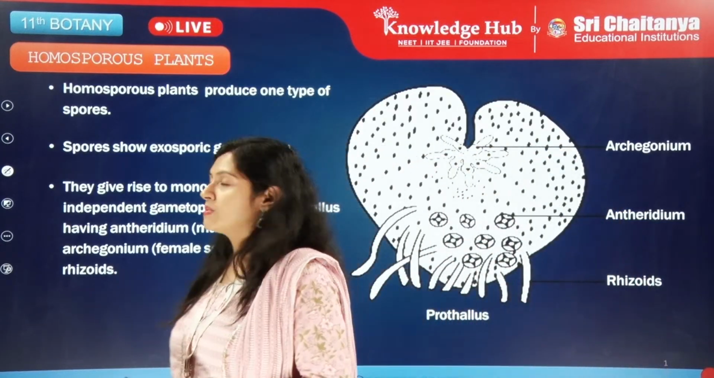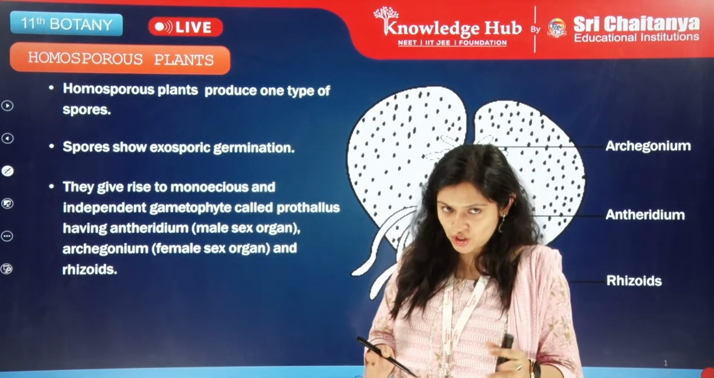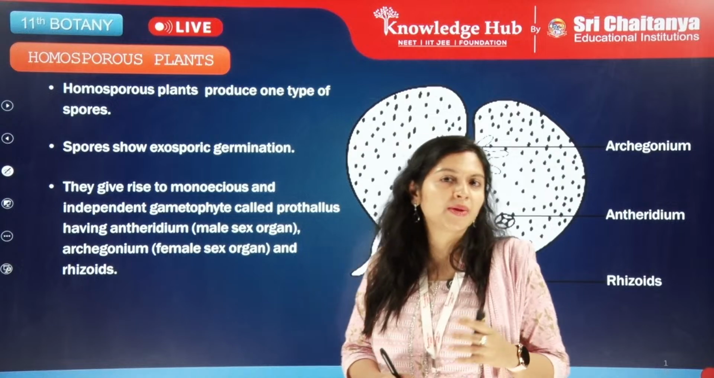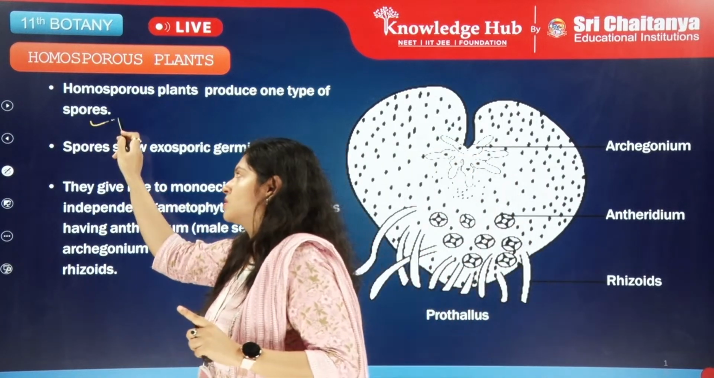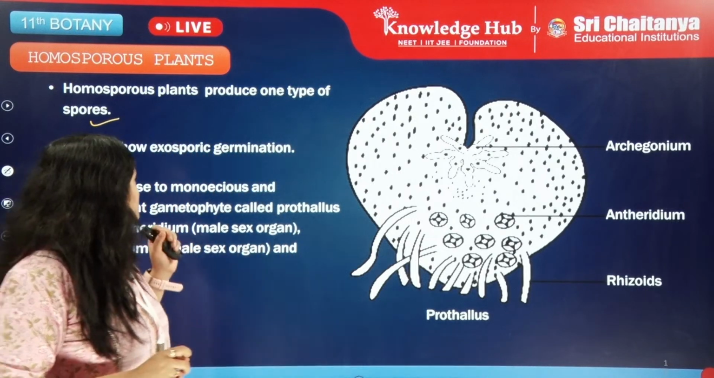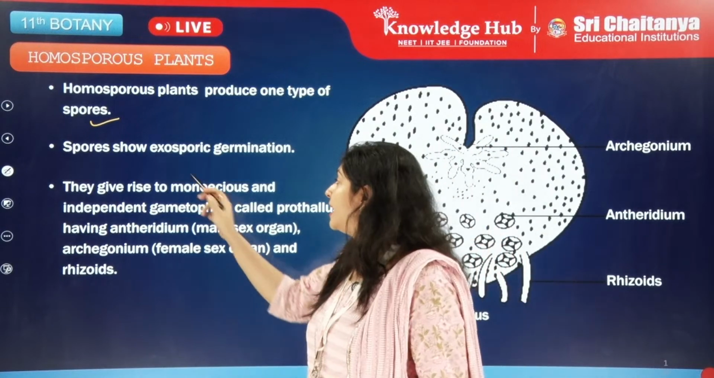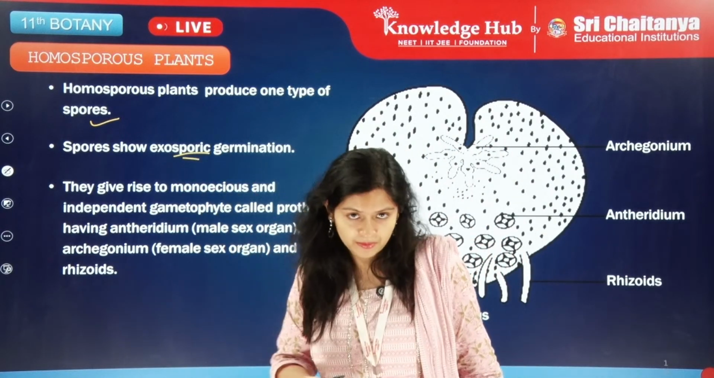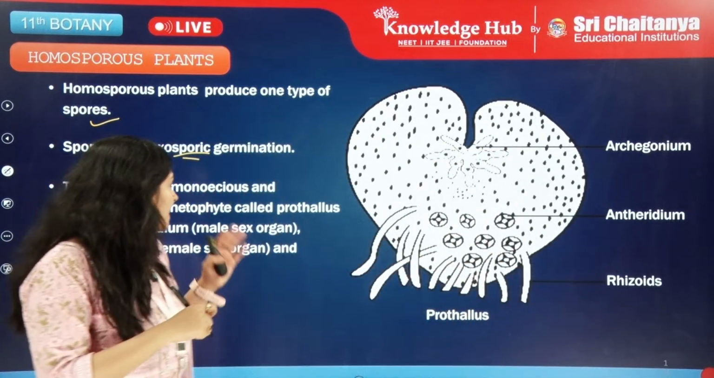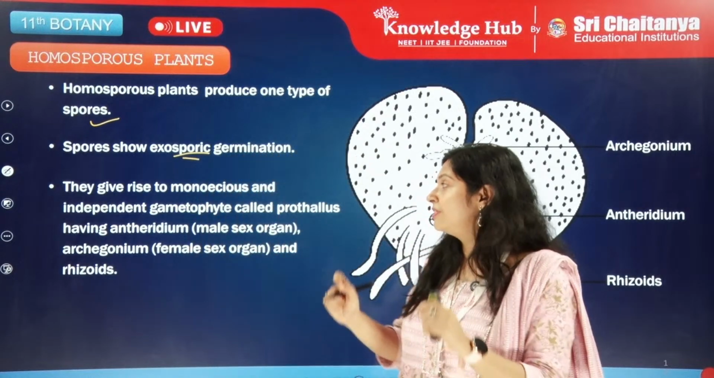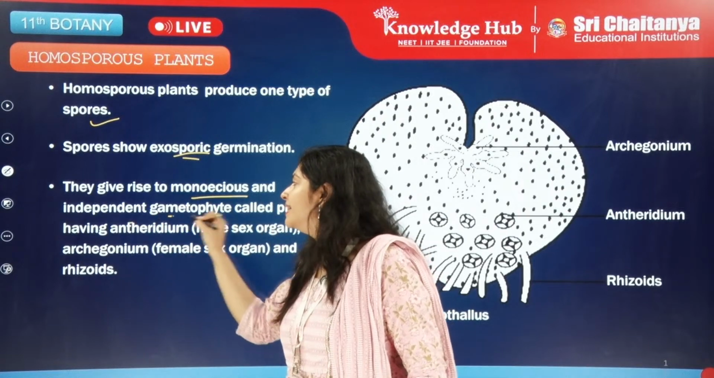So let's talk more about homosporous plants in this particular session. What are the homosporous plants? They have only one type of spores. Now, what do these spores show? They show exosporic germination. What do you mean by exosporic germination? That is, they give rise to a monoecious and independent gametophyte.